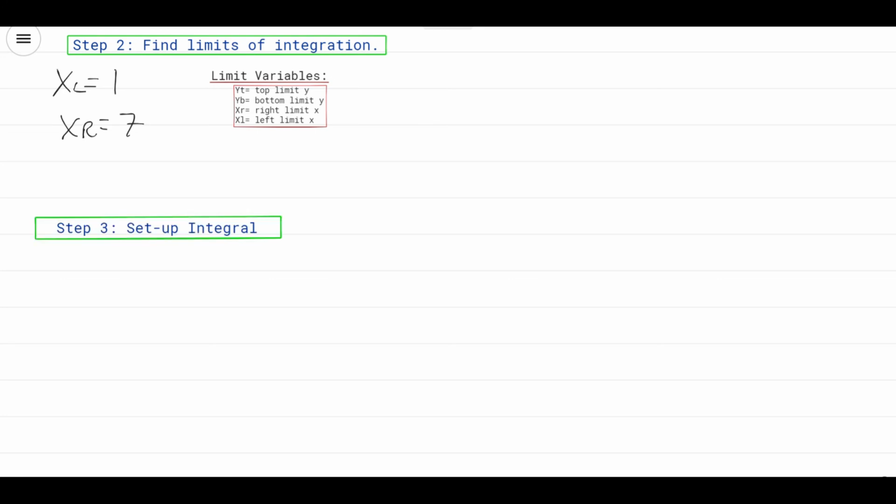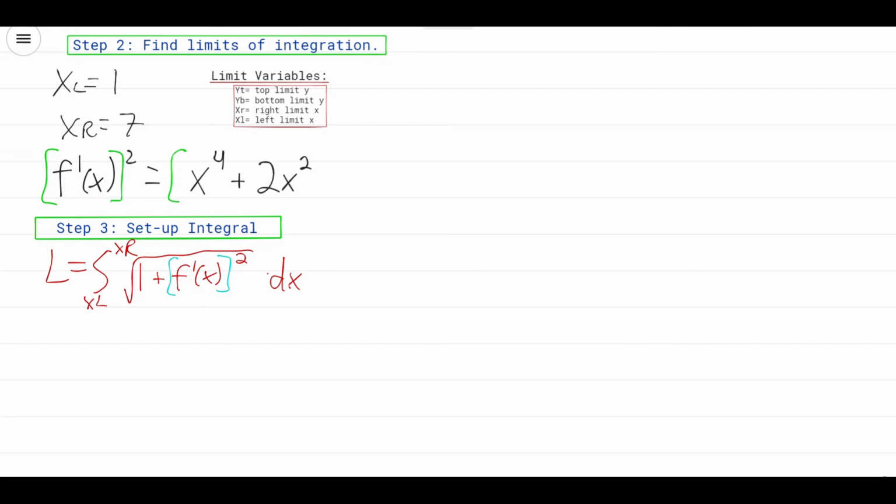So now for step 3, we're going to set up the integral. We know the arc length is equal to the integral from the lower x limit to the upper x limit of the square root of 1 plus f prime x squared times dx. Now all we have to do is plug everything in, and recall that our f prime x squared was equal to x to the 4th plus 2x squared. When we plug in everything, we get the integral from 1 to 7 of the square root of 1 plus x to the 4th plus 2x squared times dx.